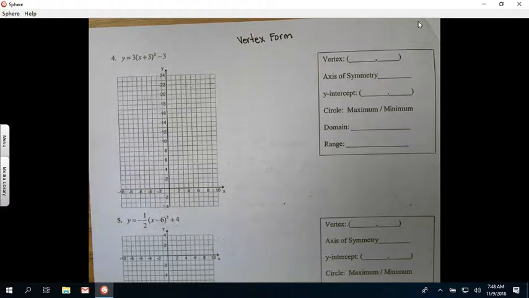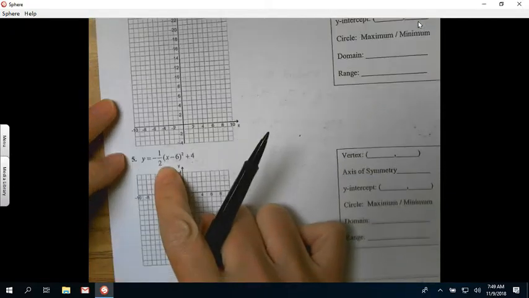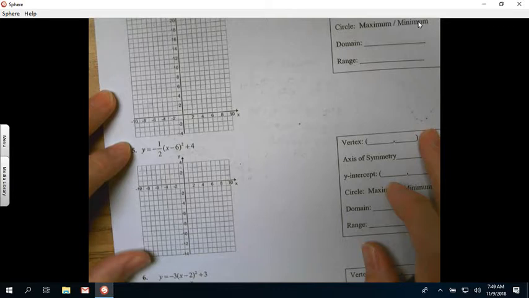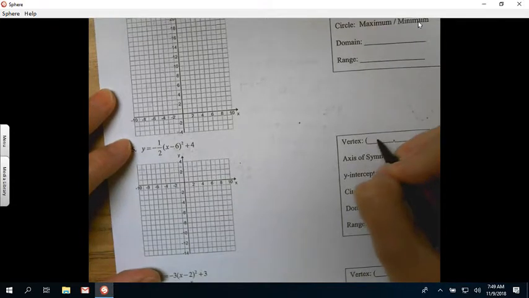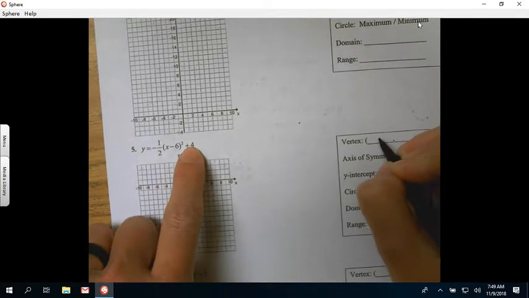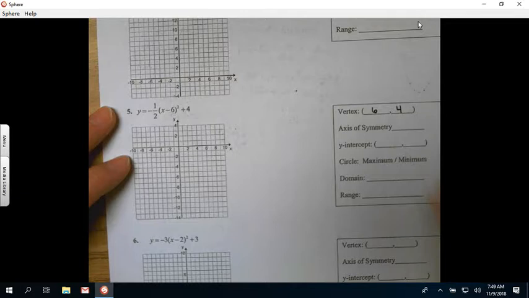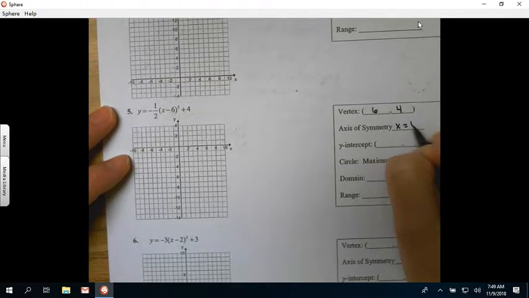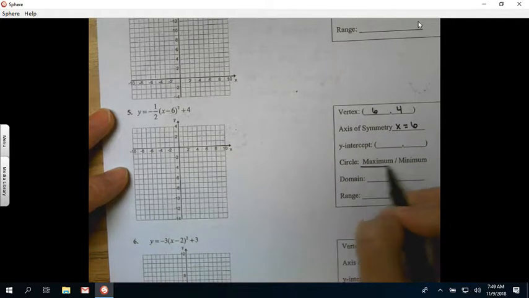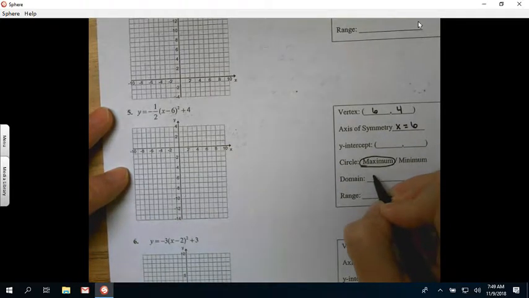I'm just going to do the second one this time so that we have one that opens down. So I have negative 1/2 (x minus 6) squared plus 4. Remember, my vertex is h and k, and insiders lie. So this is going to give me a vertex of 6, 4. My axis of symmetry corresponds to the x-coordinate of my vertex. It is opening down, which means I have a maximum. My domain is always negative infinity to infinity.